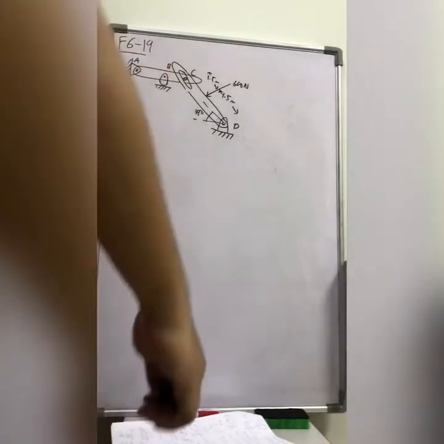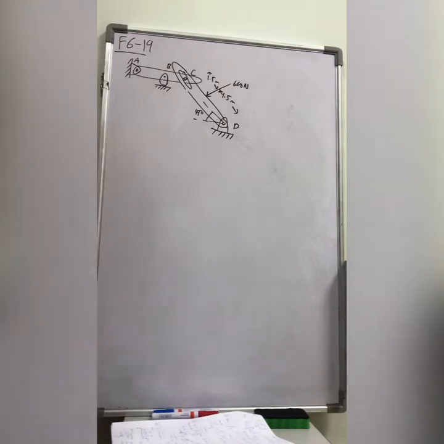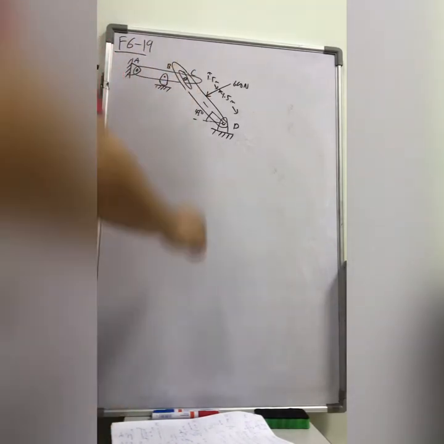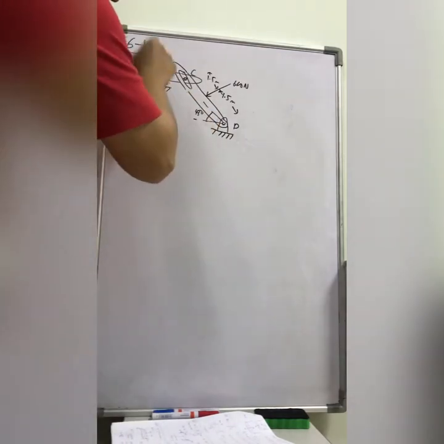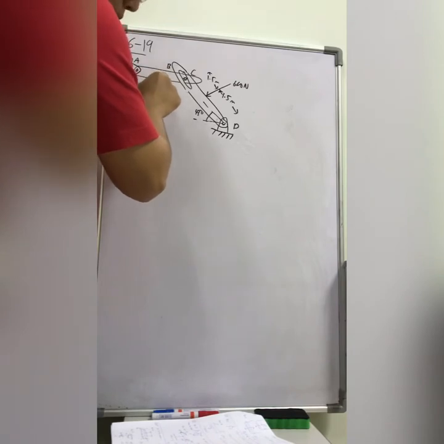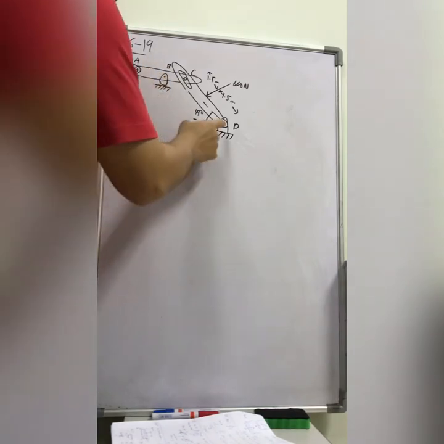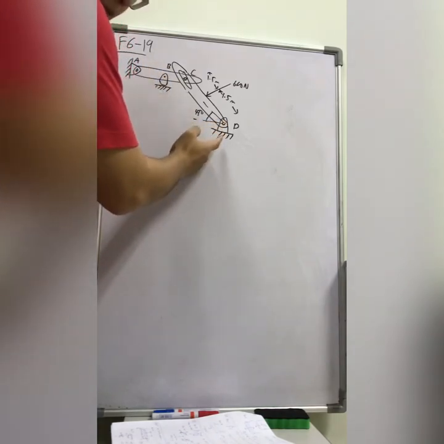Now we go to fundamental problem 6-19, right? So you have two members. One is ABC, and one is DC. At point A you have a pin support. At point B you have a smooth support. This is not a pin, this is a smooth support. And at D you have a pin support.